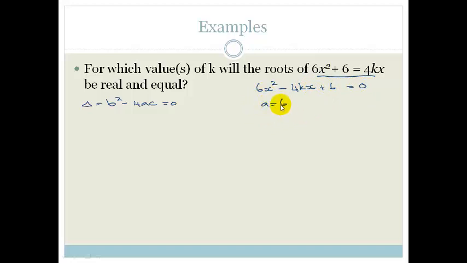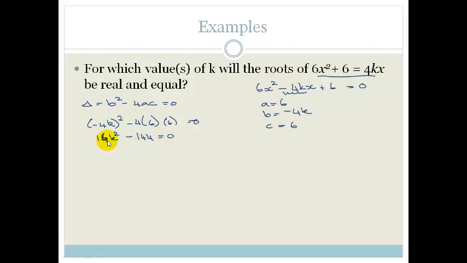So our a is 6, our b is the coefficient of the x, which is minus 4k, and our c is 6. Right, so let's substitute in and see what values we get for k. So our b is minus 4k, all squared, minus 4 times a, which is 6, times c, which is 6. And that has to equal 0. So if we do that, minus times minus is a plus, so we get 16k squared minus 6 times 6 is 36 times our 4 becomes 144 equals 0.